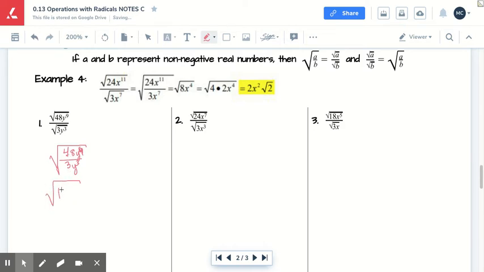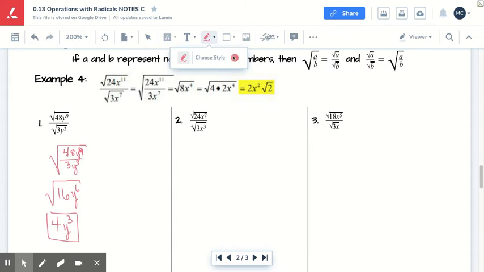48 divided by 3 is 16. Y to the 9th divided by y to the 3rd. The rule on that is you subtract them. So 9 minus 3 would be 6. And then finally, I can deal with the square root. So the square root of 16 is 4. And the square root of y to the 6th, if I wrote out y to the 6th long ways, I would have 3 pairs of y's. So this would be 4y cubed. And that would be it.